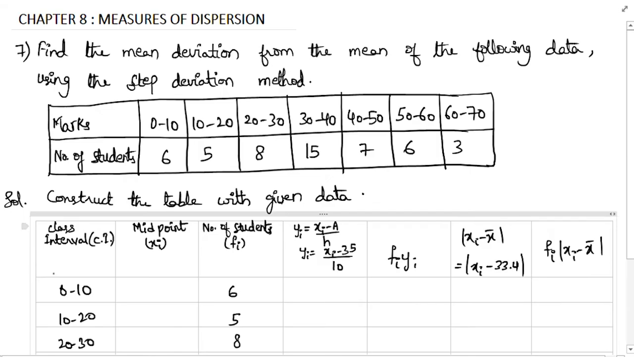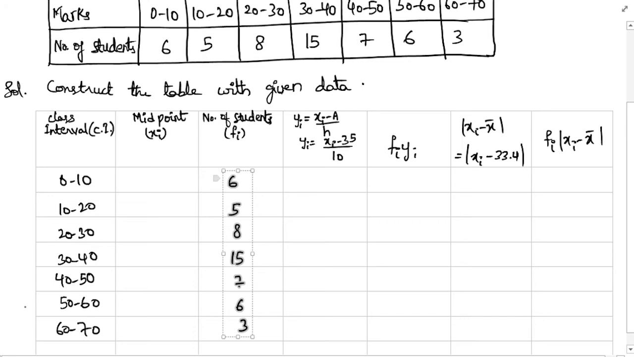variance. Okay, so now the seventh one, find the mean deviation from the mean for the following data using step deviation method. Okay, we have to find this using step deviation method. So I have already constructed a table, and I have written the class interval and also frequency. Okay, now we'll find the midpoint. Okay, so midpoint for this is 5. Okay, and for this is 15, 25, 35, 45, 55 and 65.